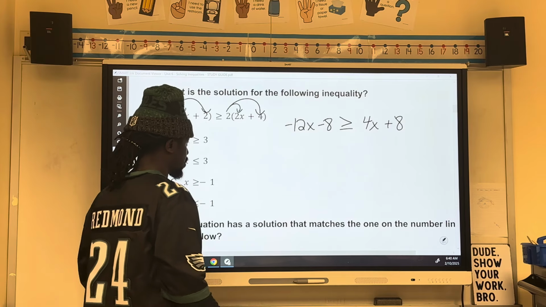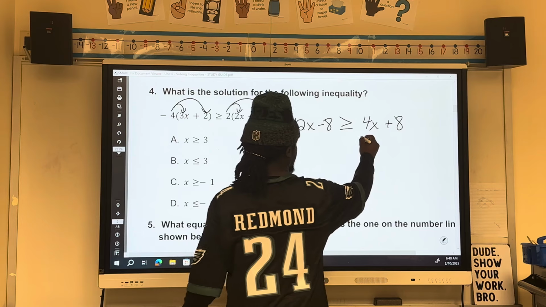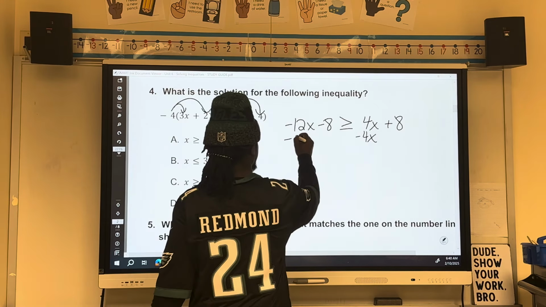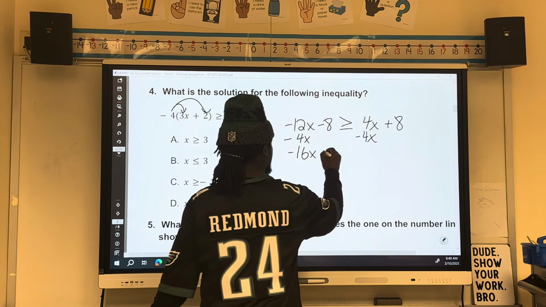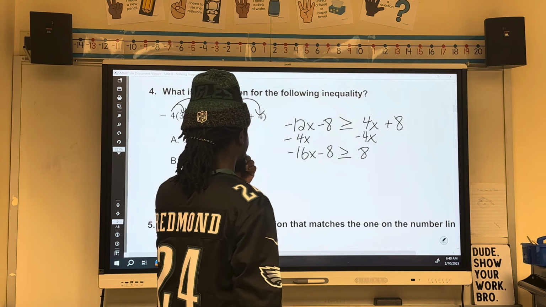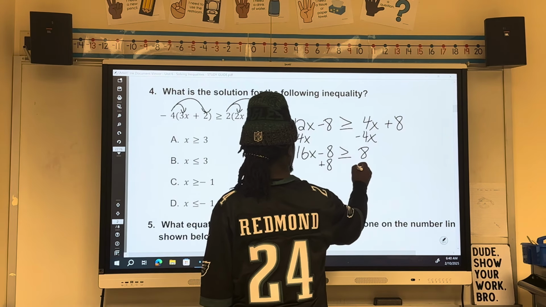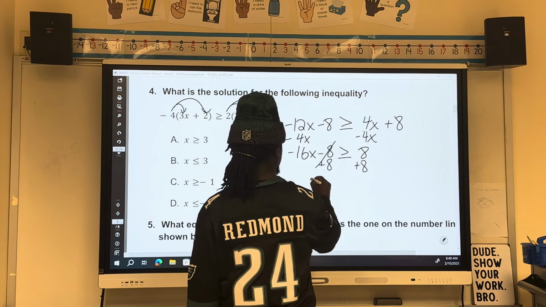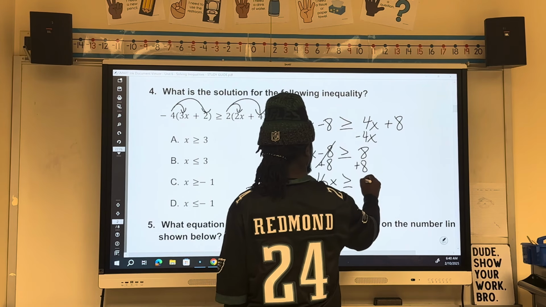All right. So I want to get all my x's to one side, and all my numbers to the other side. So I'm going to start by subtracting the 4x, because that's a positive 4x on that side. Subtract 4x. That's going to give me a negative 16x minus 8 is greater than or equal to 8. And then I'm going to add 8 to get rid of the minus 8. So plus 8 on both sides. That cancels to give me 0. I got negative 16x is greater than or equal to 16.